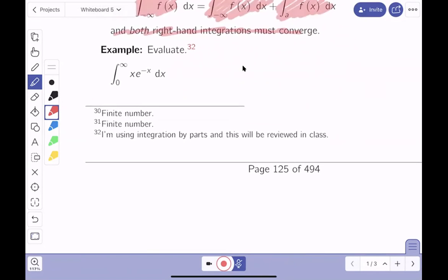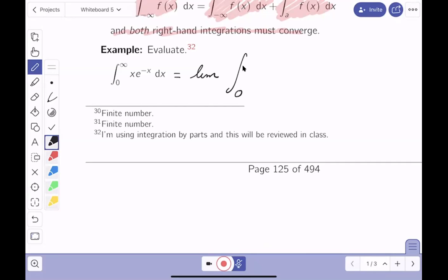Let's take an example over here. This is where a lot of students struggle. They say, what do you want me to do? We need to know this improper integral. The first thing we want to do is write it as a limit problem. This is going to be the limit, and let me write the integration down: 0 to a, where a is going towards infinity, of x e to the minus x dx.